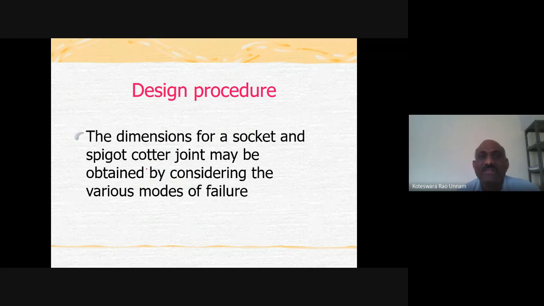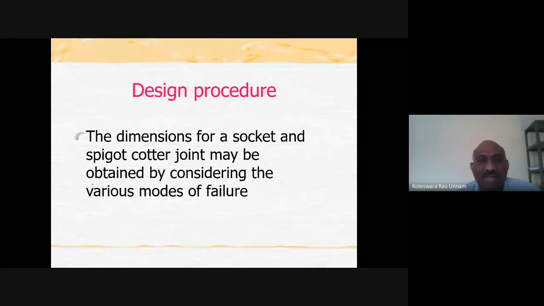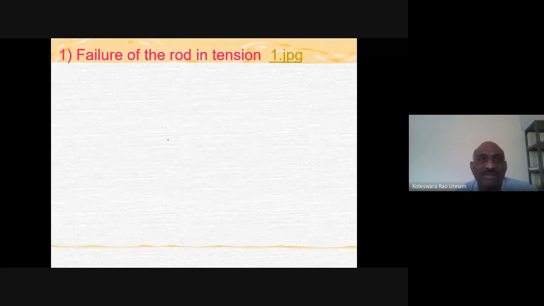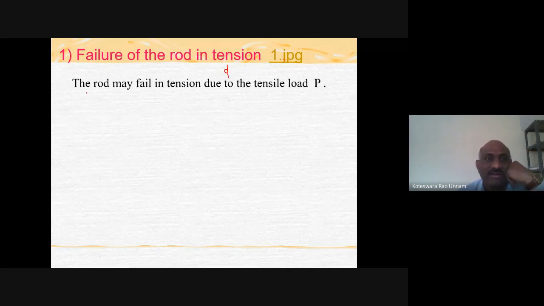joint. The dimensions of the socket and spigot cotter joint may be obtained by considering various modes of failure. So the first failure is, like I already told, we need to find out what is the diameter d. That is d, nothing but the diameter of the rod end of the socket or spigot. For that, you can clearly see from the diagram that it is subjected to a tensile load P. So you need to consider the tensile failure.